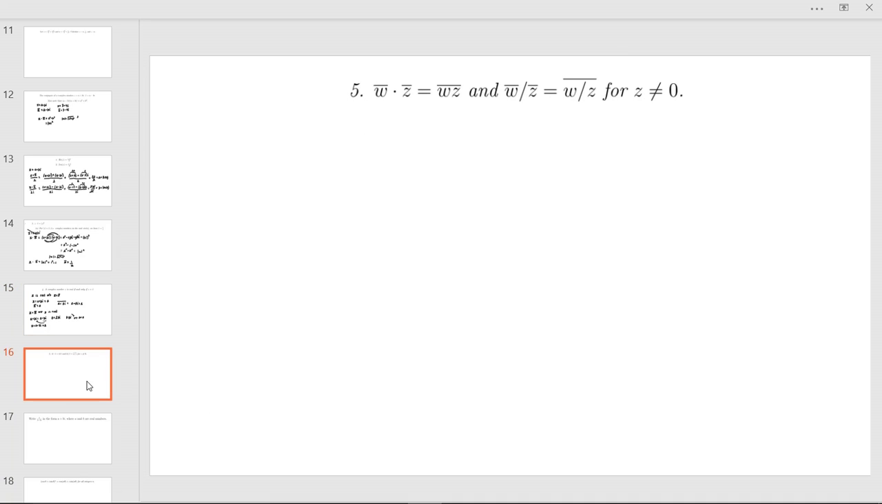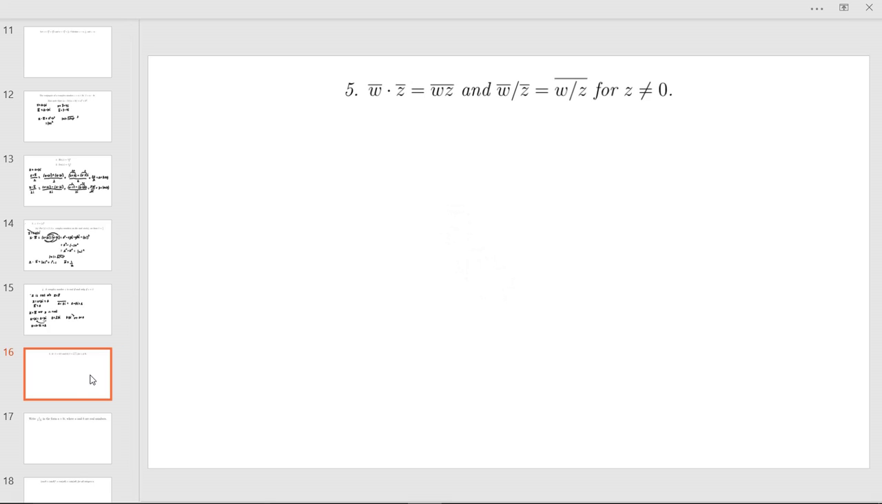Now we move on to the next set of theorems. Let w equal a plus bi and z equal c plus di.